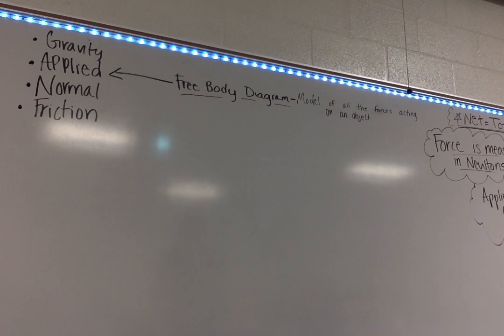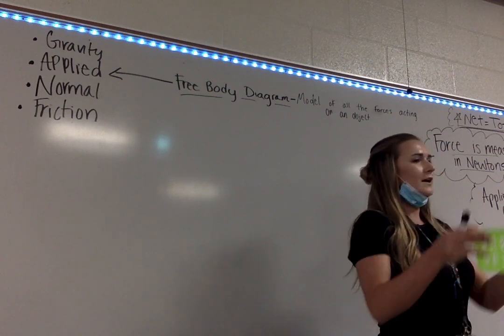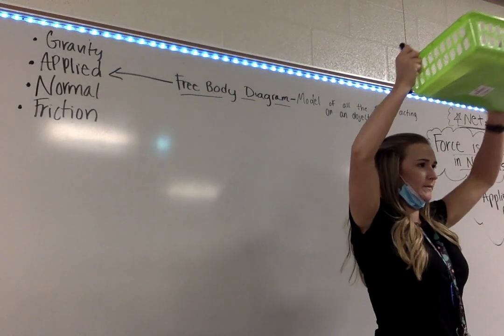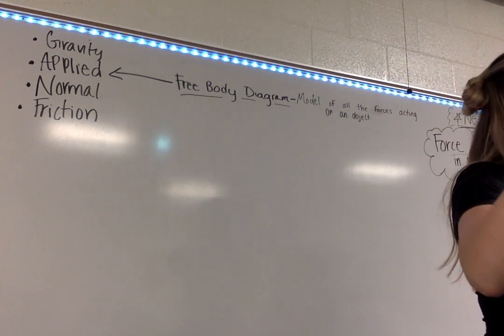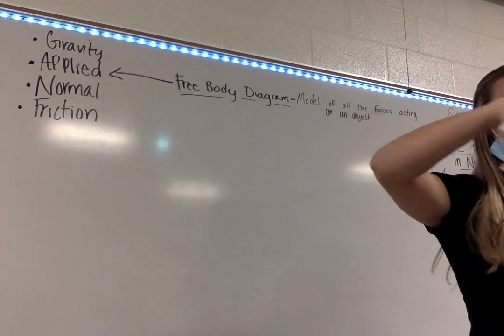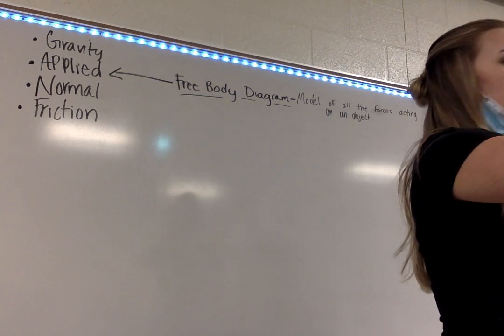I don't draw a picture yet. So just really quick off the top of your heads, a free body diagram is about any object at all. So if I say, let's draw a free body diagram from this basket, and I'm just going to set it right here. What forces do you guys know are acting on this basket right now? Gravity, for sure. So gravity's pulling down.